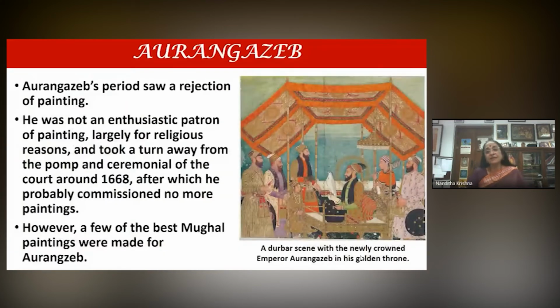The last king, Aurangzeb, rejected painting, largely for religious reasons, and probably commissioned very few paintings. However, some of the best Mughal paintings were made for him in the early part of his reign, when he just came in and before he stopped the use of painting. So this is actually the newly crowned Emperor Aurangzeb on his golden throne.